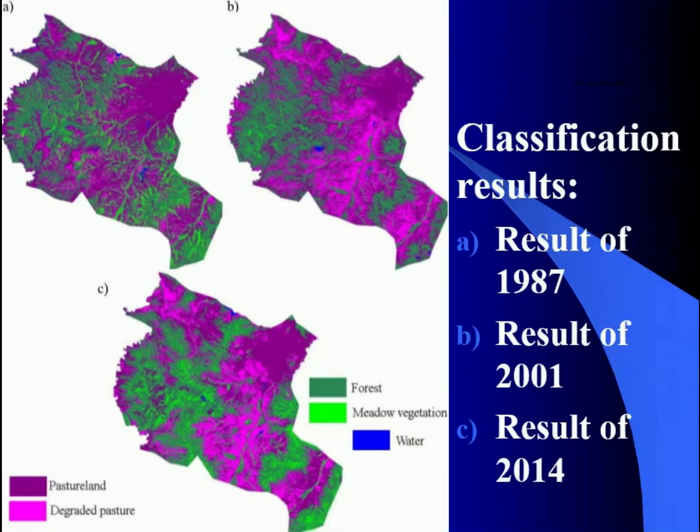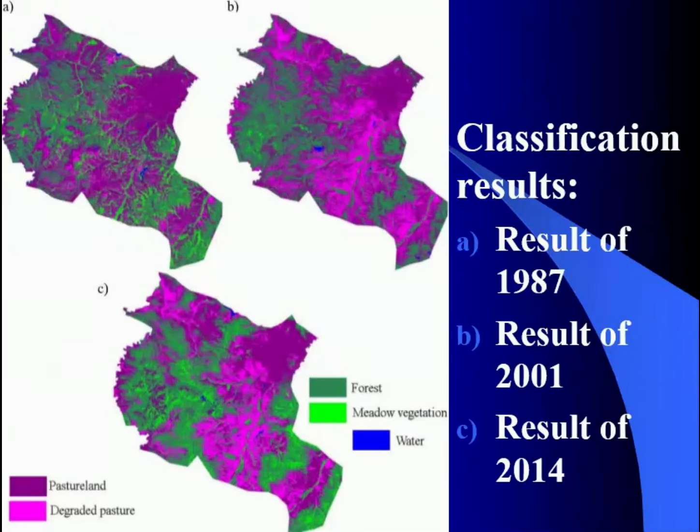Here you can see the results of the classification from the refined minimum distance classification. This is the result of the 1987 image, this is the classification result of the 2001 image, and this is the classification result of the 2014 image. Actually, we have classified land cover types into pasture land, degraded pasture land, forest, meadow vegetation, and water classes. And here you can see the distribution of those classified land cover types.